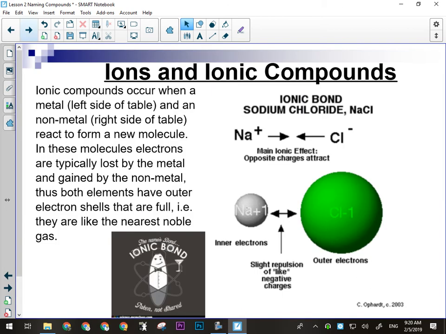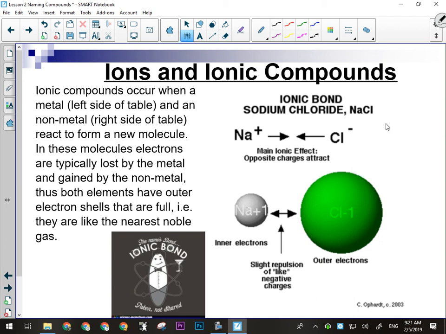So ionic compounds occur when a metal from the left side of the periodic table and a nonmetal from the right-hand side of the periodic table react to form a new molecule. A molecule is two or more atoms joined together chemically. That includes molecular elements. Oxygen, for example, is a molecular element because it actually comes as a molecule, not as single atoms. Everybody with me there? So anytime you have two or more atoms joined together, you have a molecule.